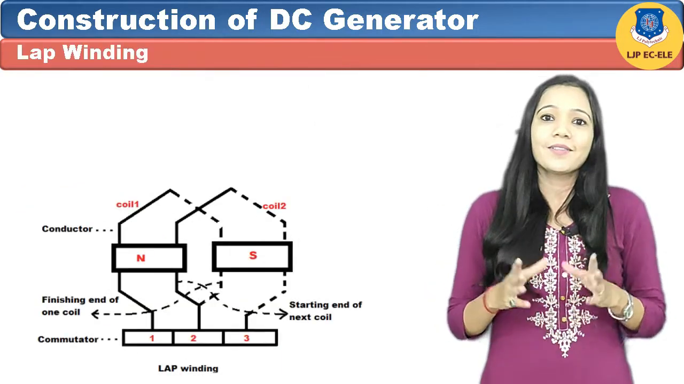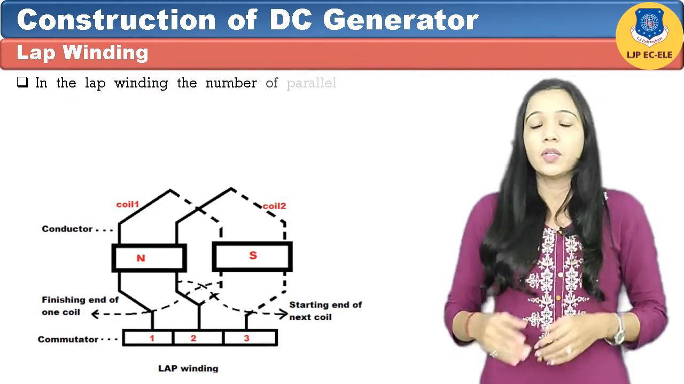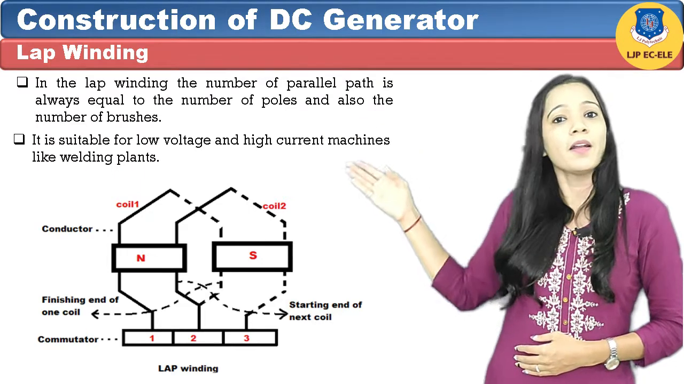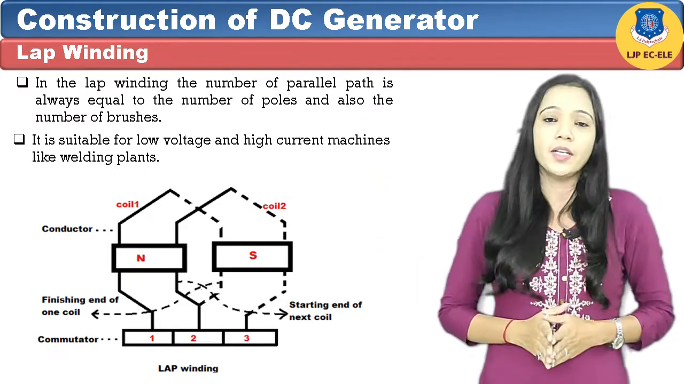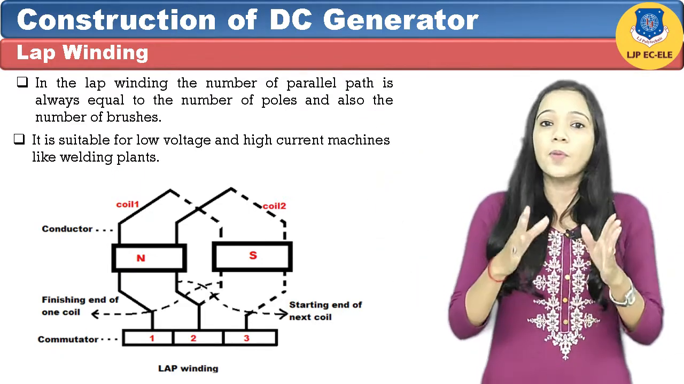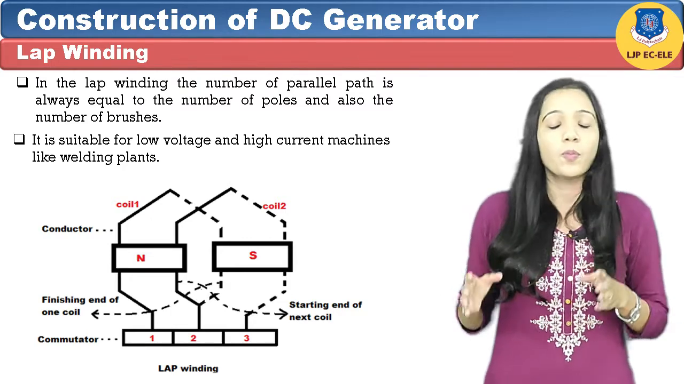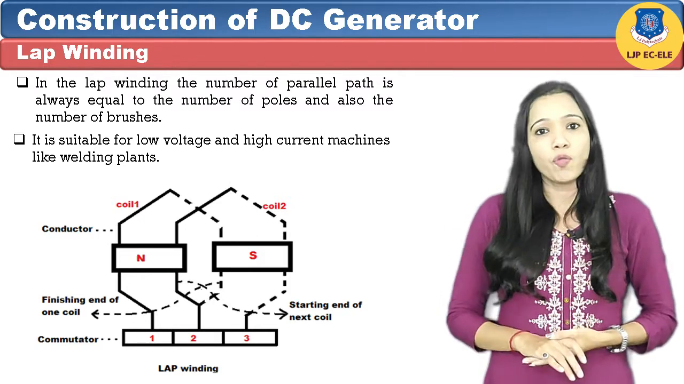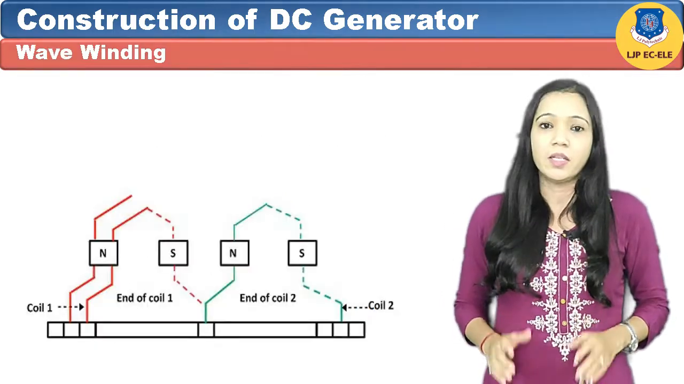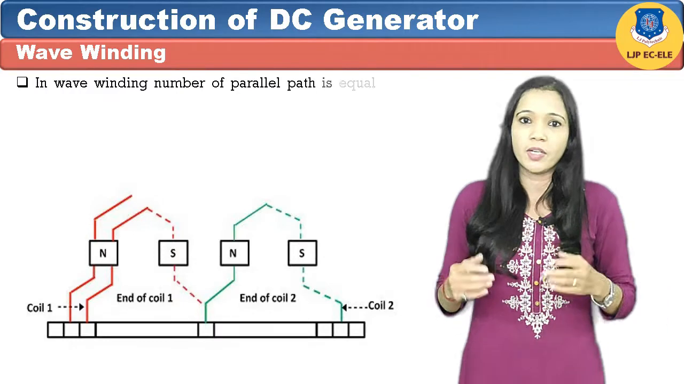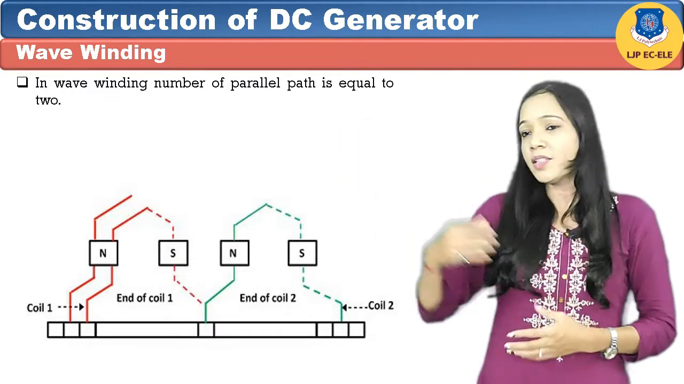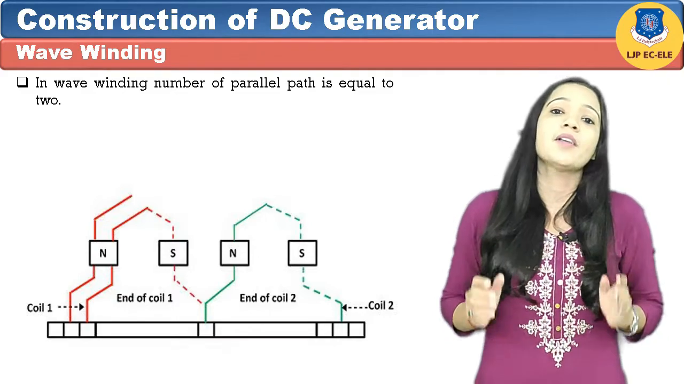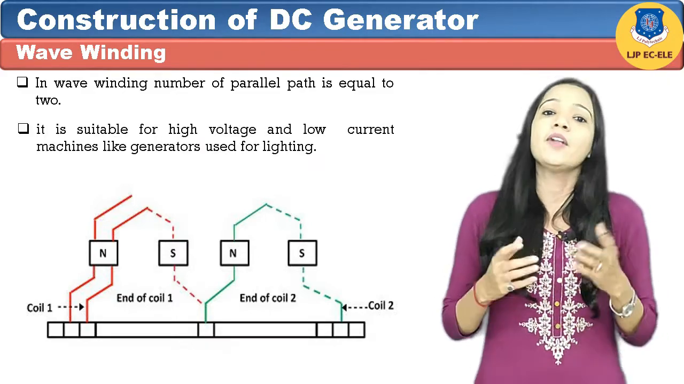First, let's discuss lap winding. In the figure, in lap winding, there are a number of multiple parallel paths. For a lap wound generator, we consider the number of parallel paths equal to the number of poles. Lap wound generators are generally used for low voltage and high current. If we talk about wave wound generators, you can see from the figure there are only two parallel paths. So wave wound generators are used for high voltage and low current.